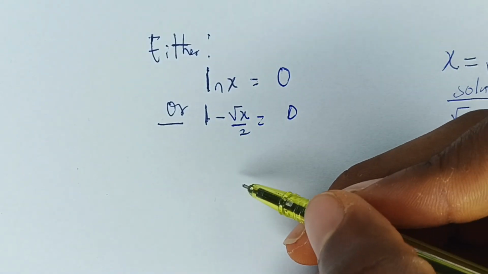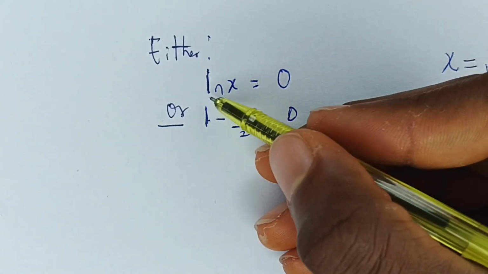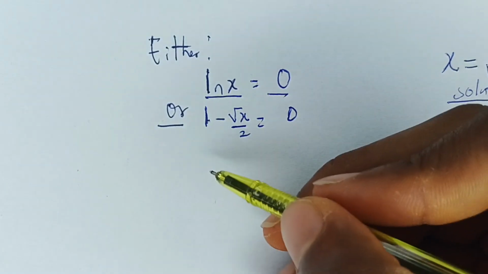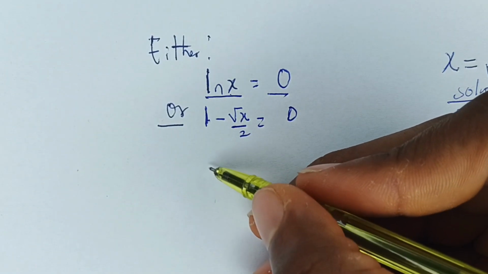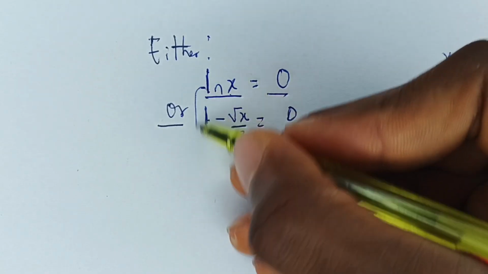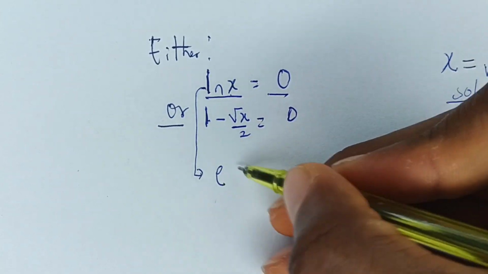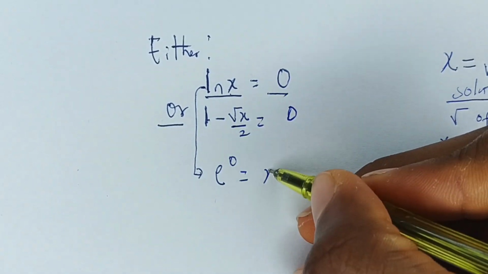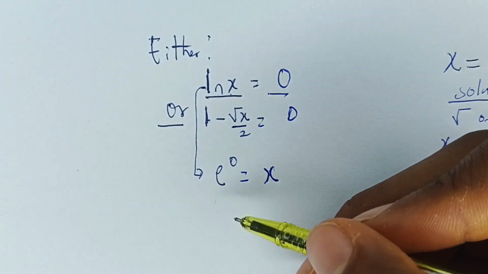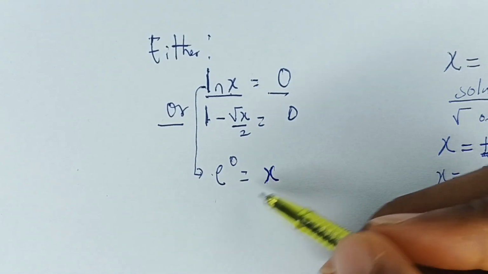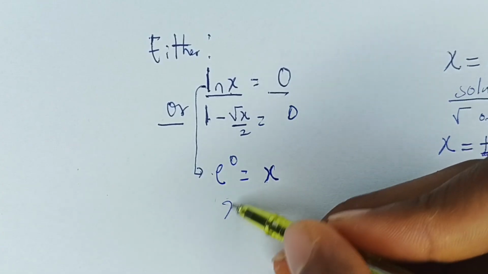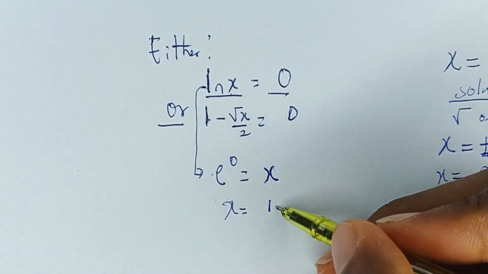Now for the first condition, natural log of x is equal to 0. This invariably means that what? It means that e raised to the power 0 is equal to x. And anything raised to the power 0 is 1. So it means that x is equal to 1.